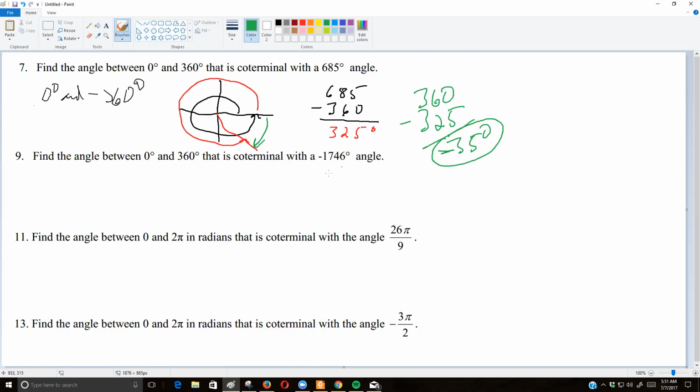How about this next question? It says, find a coterminal angle between 0 and 360 that is coterminal with negative 1746. Notice I'm looking for a positive angle, but I've got a negative angle here. So I'm going around many times, it looks like. So here's one negative angle rotation, and then that's 360. Here's another negative angle rotation. So now I'm at 720 degrees. And I'm just going to keep rolling with this.